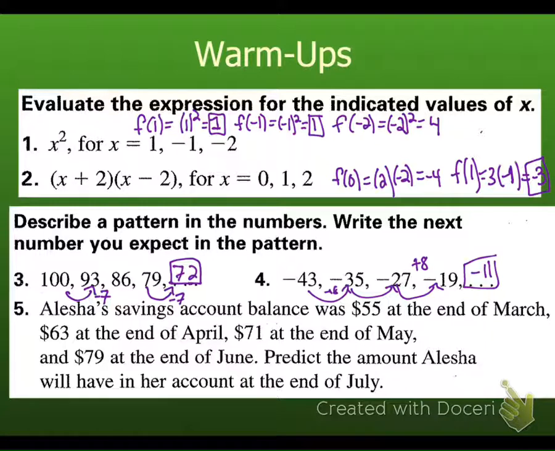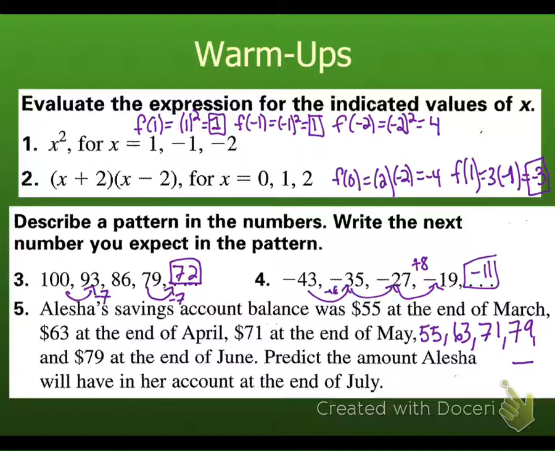And the next one seems kind of scary because it looks like a word problem. But word problems aren't that scary. They just wanted to see if you could translate what's being said. So we have Alicia's savings account was at $55 at the end of March. It is at $63 at the end of April, $71 at the end of May, $79 at the end of June. Predict what it's going to be in July. So we're just going to write that out like something we've seen: 55, 63, 71, 79. Now it's in a form that we're familiar with, and we're trying to predict what happens next.